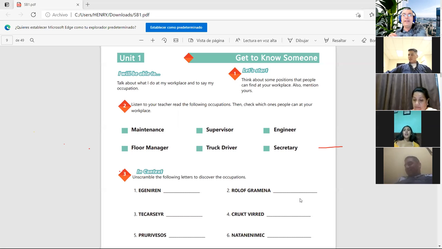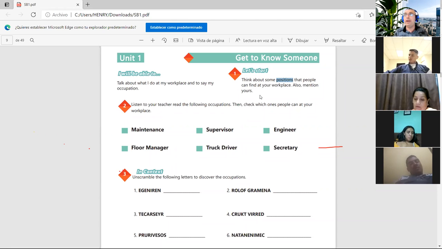All right, very good. Now, cada quien aquí trabaja en un lugar que hay diferentes posiciones. I want you to position. So, eso se llama the positions, right? The positions. Sí. Positions. So, aquí dice think, piensen sobre algunas posiciones que podemos, si yo fuera a su lugar, ¿qué posiciones encontraría? Y mencione la suya. All right? So, I want you to write cuál es la suya en su cuaderno. And ¿qué encontraríamos en su lugar de trabajo?